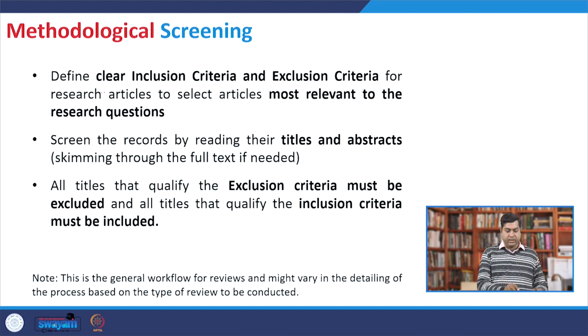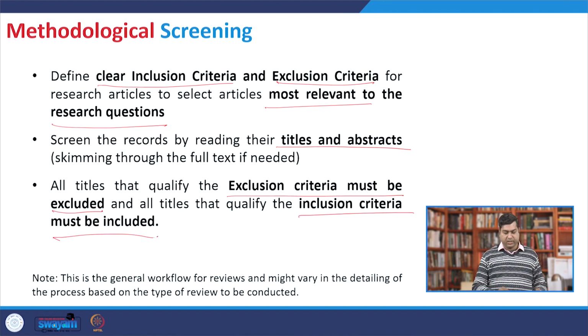So, in the methodological screening you have the clear inclusion criteria and exclusion criteria, and also you go for most relevant research question. To achieve that part you need to have this kind of inclusion exclusion criteria. Then in this particular case you can first look at the title and abstract. When it is done, then you can apply the exclusion criteria must be excluded and inclusion criteria must be included to identify the most important aspect. So, as I say that okay, this should have this component, this should not have this component. So, this is very important.